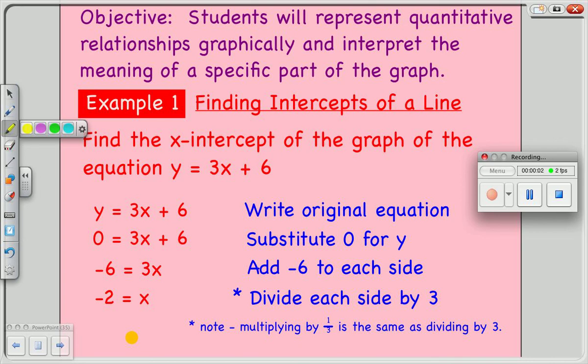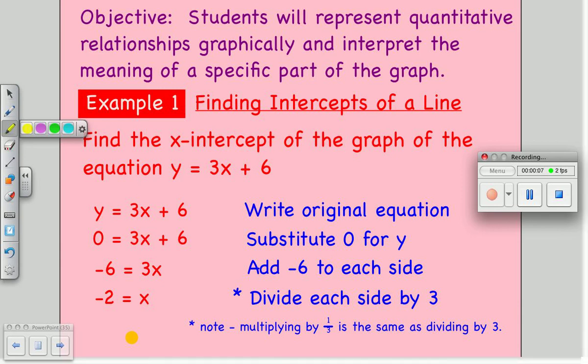Okay, today you are going to do 11.4, which is finding the intercept of a graph. So, first write down today's objective. Students will represent quantitative relationships graphically and interpret the meaning of a specific part of the graph, like for instance today, the intercept. Example 1 is finding intercepts of a line. You're going to find the x-intercept of the graph of the equation y equals 3x plus 6. So I need you to write all that down.